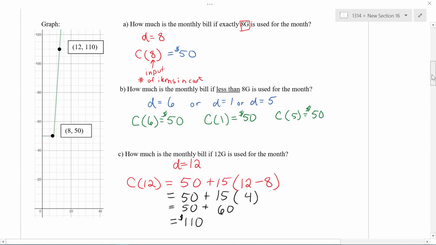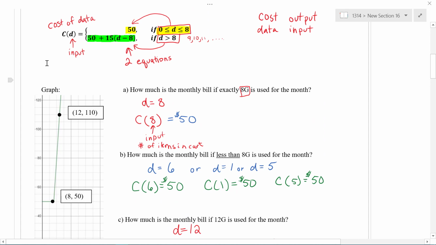So when we have piecewise functions, we have to choose which lane we're going to go in based upon the number of items in our cart. The input value, we look at that first. What's going inside the function? We look at that value and decide which of these two equations we should use based upon that input value. And then we only use one of those equations.